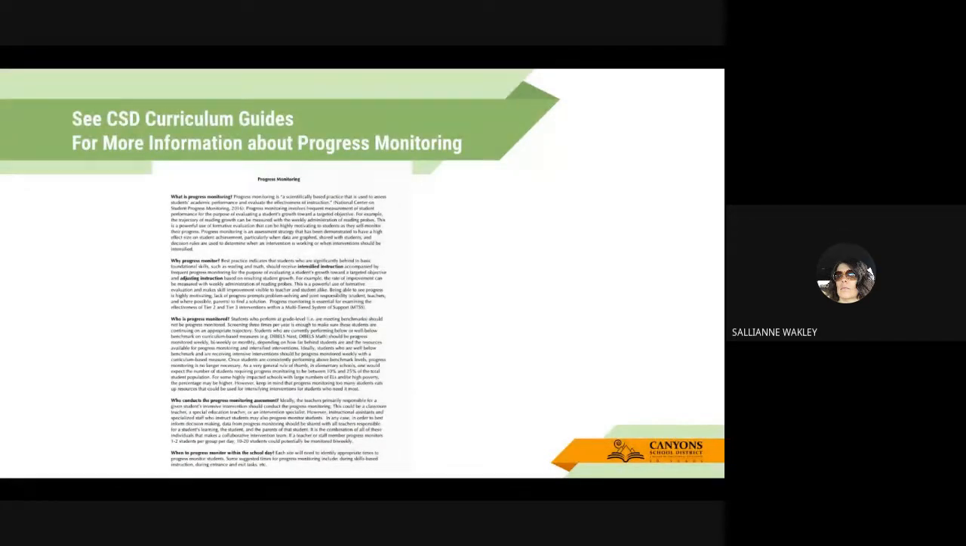And if you have questions about progress monitoring and what's best practice, if you go into your CSDA curriculum instructional guides, you will find a page on progress monitoring to help support you.